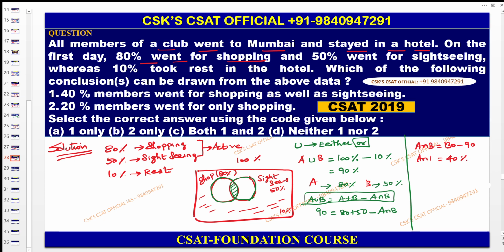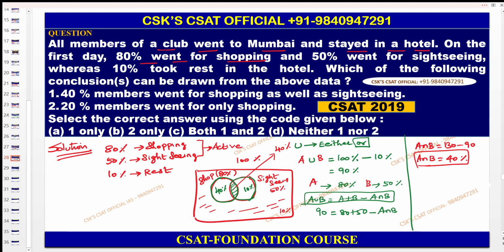Which means both shopping as well as sightseeing, how many percentage? So now we have found this as 40%. Automatically we can calculate those who are doing shopping alone. How much shopping alone? 80 minus 40, which is nothing but 40. Then only sightseeing is nothing but 10%, getting 50 minus 40. 10. Yes, 50 minus 40.